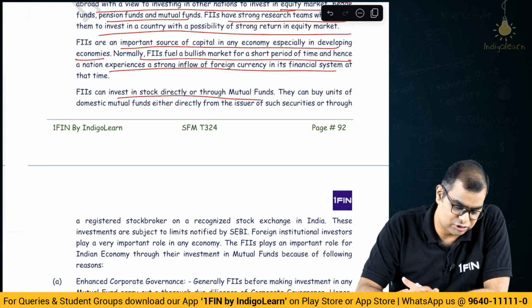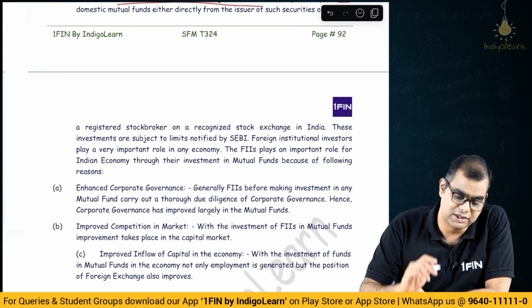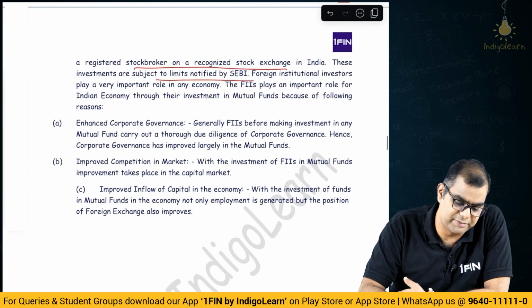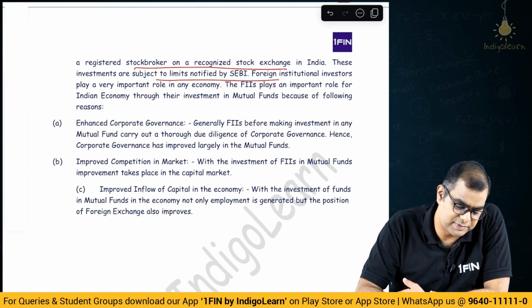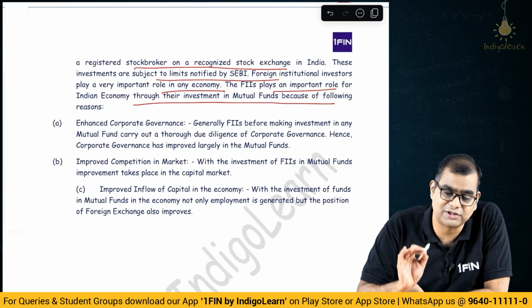FIIs can invest directly or through mutual funds. They can buy units directly from the issuer or through a registered stockbroker on a stock exchange. These investments are subject to limits notified by SEBI. SEBI also monitors all FIIs. And foreign institutional investors play a very important role in the economy. They play an important role through investment in mutual funds because of the following reasons.